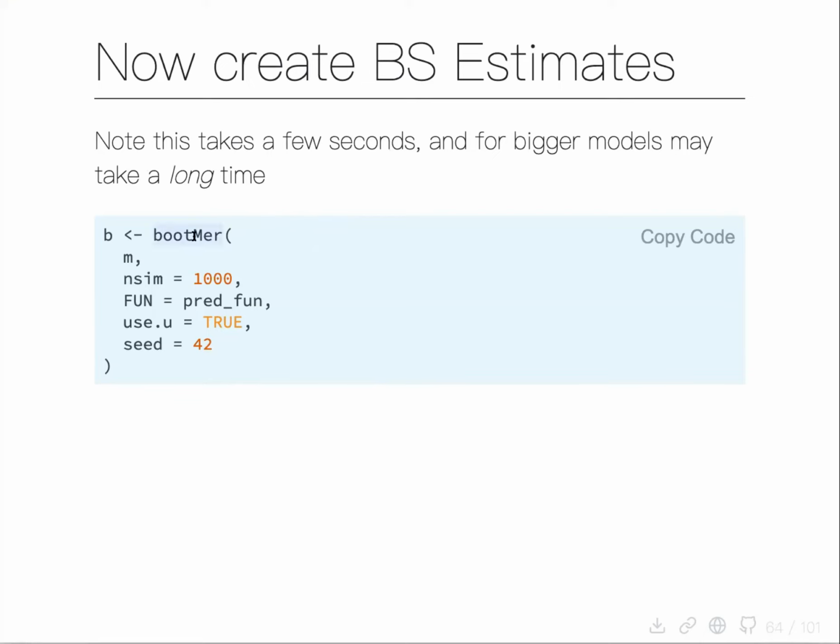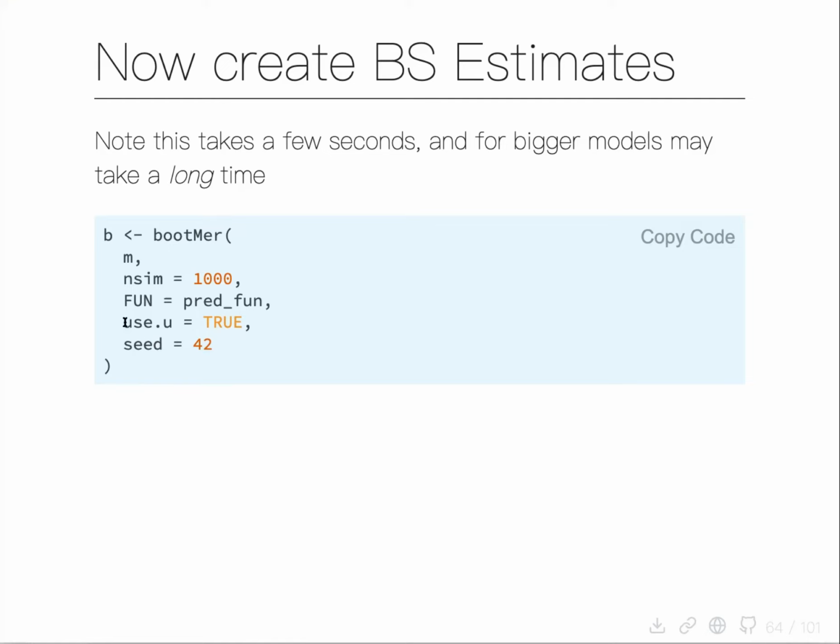Then we're going to use bootMer like this. We say bootMer on M, where nsim is the number of bootstrap resamples, and I'm saying 1,000. You have to specify a function, so I'm saying predfun, the one I showed on the previous slide. Seed is also pretty clear. It's where you're starting in the random number generation process. So you just put a random value there and you'll get the same prediction interval each time. If you don't have this, you could run it, get one prediction interval, run it a second time, and get very minorly different prediction intervals.